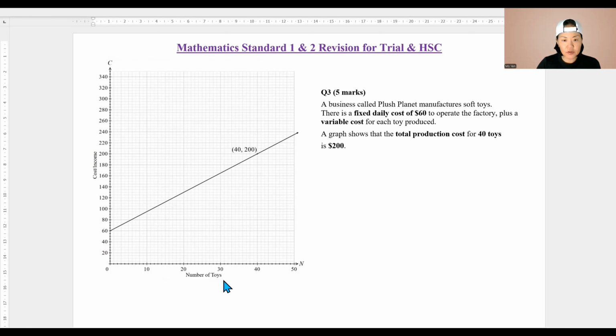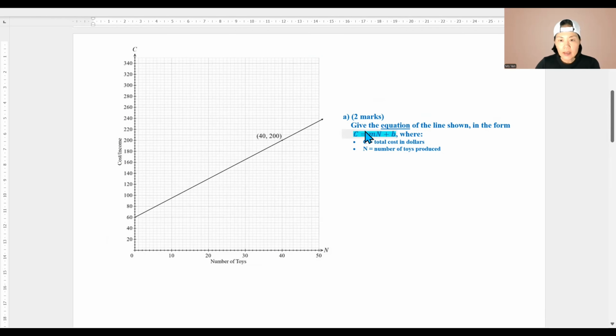The x-axis is the number of toys, which is represented by n. The y-axis is the cost or income, which is dollars, money. A sample point on this graph is 40 toys, which is going to cost $200. Part A: Give the equation of the line shown in the form C equals mn plus b, where C is the total cost in dollars and n is the number of toys produced. That's C on the y-axis and n on the x-axis.